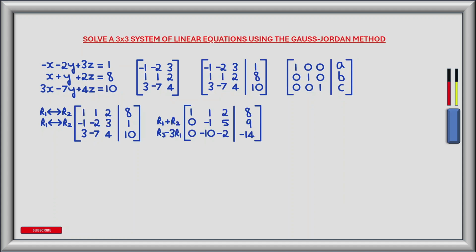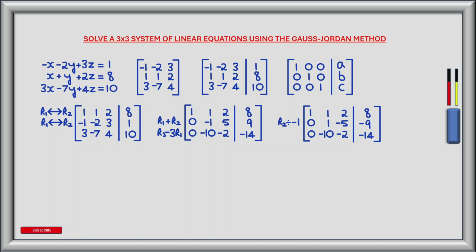For step 2, we need to get zeros in all other entries for column 1. So that means we need a 0 here and a 0 here. So beginning with this element here, if we add row 1 and row 2, we get 0, -1, 5 and 9. And if we multiply row 1 by 3 and then subtract this from row 3, this will give 0, -10, -2 and -14. And row 1 remains unchanged.